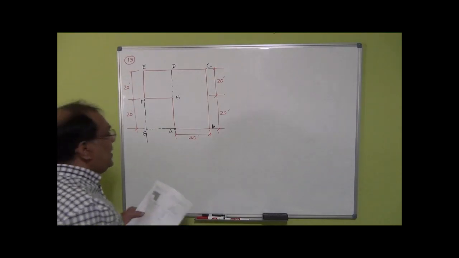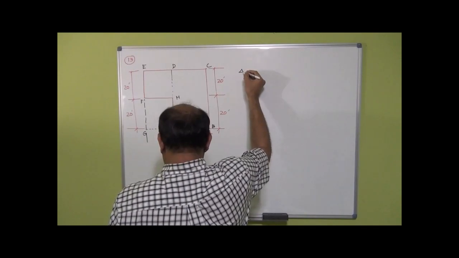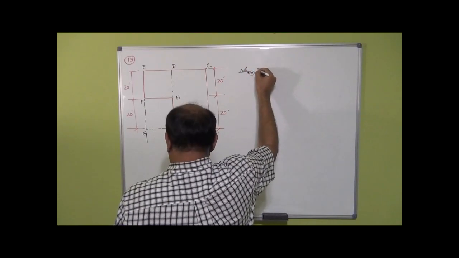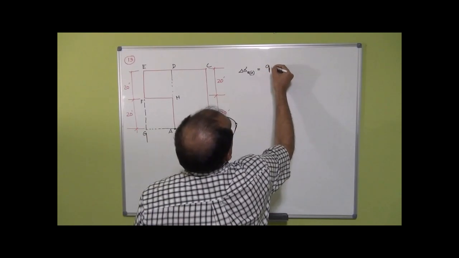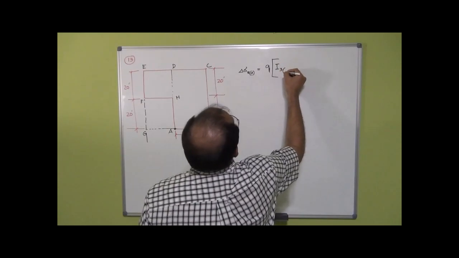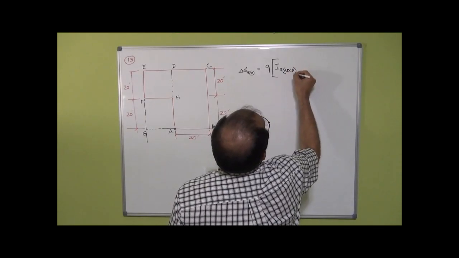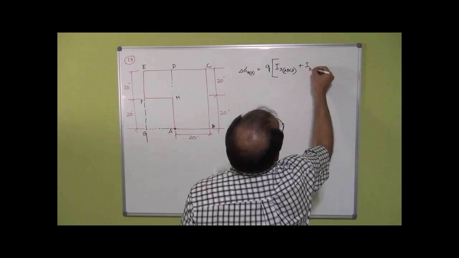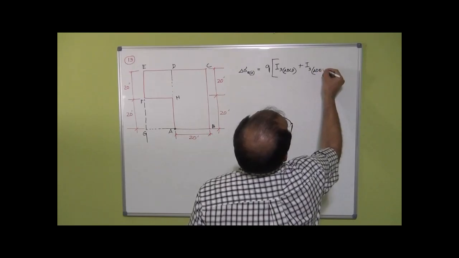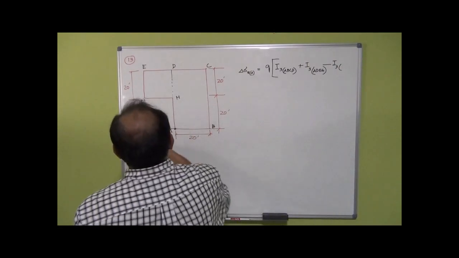So I can write now that del sigma z at A equals Q times I3. But here I'll just say I3 for ABCD plus I3 for ADEG minus I3 for AHFG.